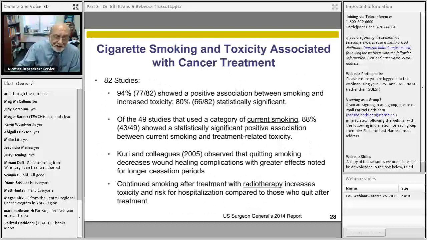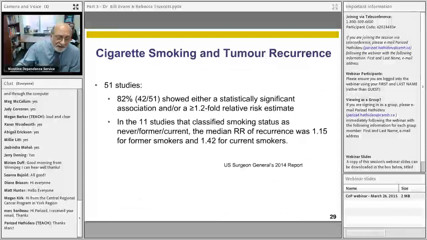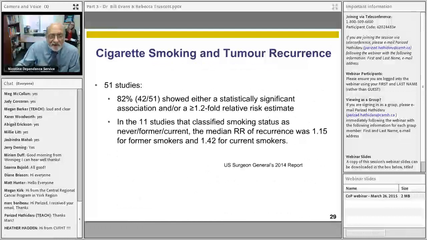And as it relates to radiotherapy, whether it's to the head and neck or to the abdomen or other body parts, radiotherapy administered while the patient continues to smoke does increase the toxicity and the risk of hospitalization from complications of the radiation in people who continue to smoke. And there are 51 studies in the literature on cigarette smoking and tumor recurrence. A vast majority of them are either statistically significant or have a 1.2-fold or greater relative risk increase.